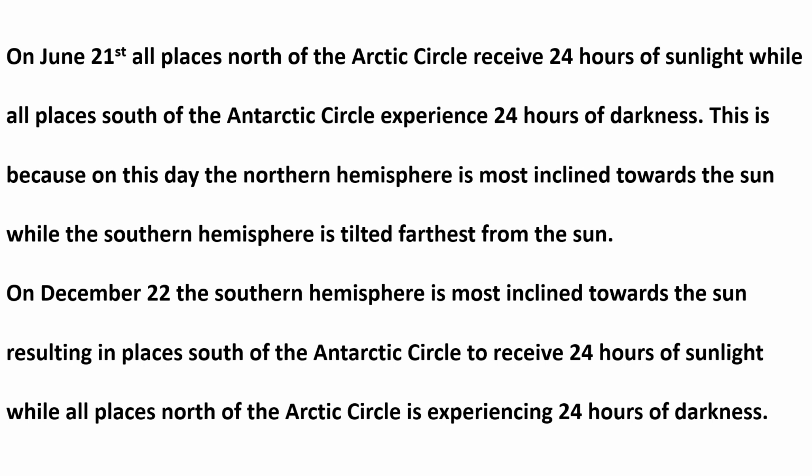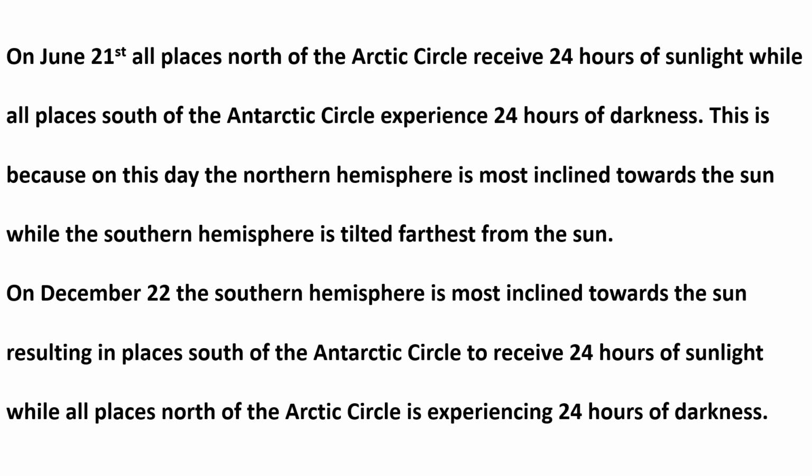All right, but on December 22nd, the longest day of the year in the southern hemisphere, the Earth is tilted closer to the sun than usual, and therefore all places south of the Antarctic Circle receive 24 hours of sunlight, while in the other hemisphere, because it is tilted away from the sun than usual, all places north of the Arctic Circle will receive 24 hours of darkness.